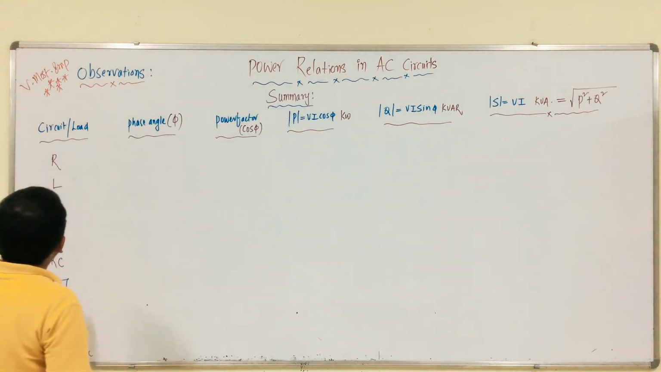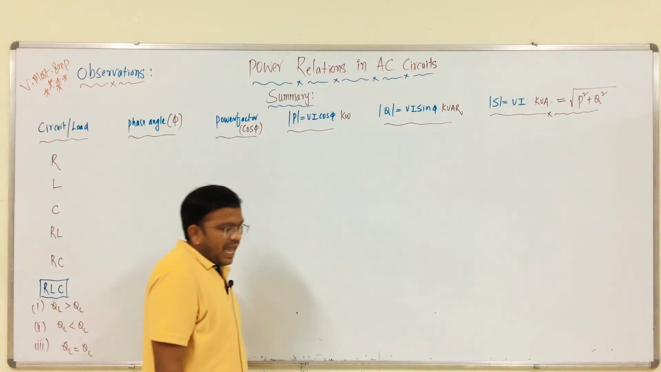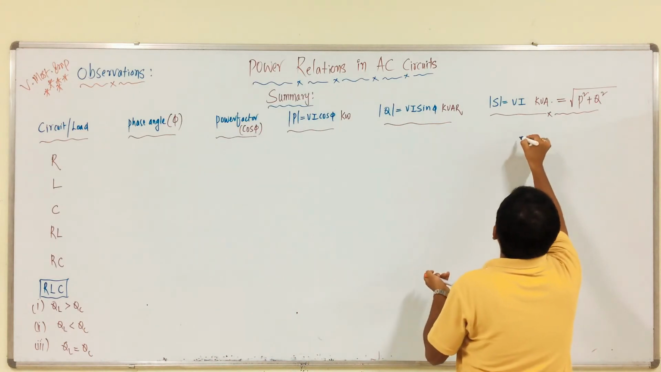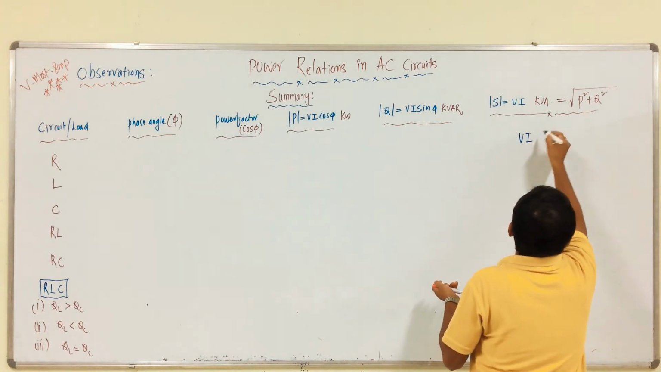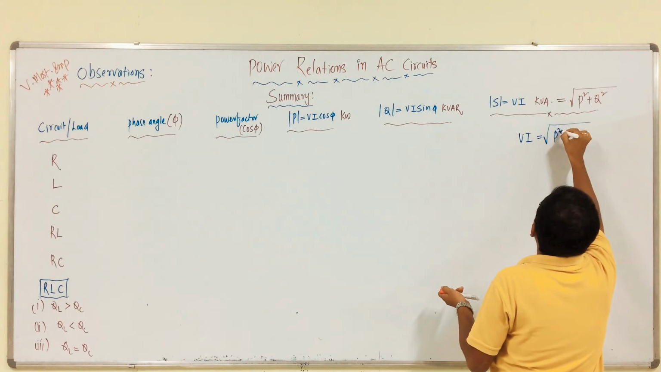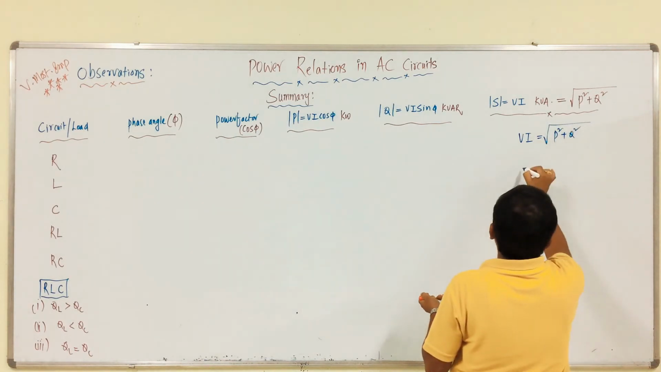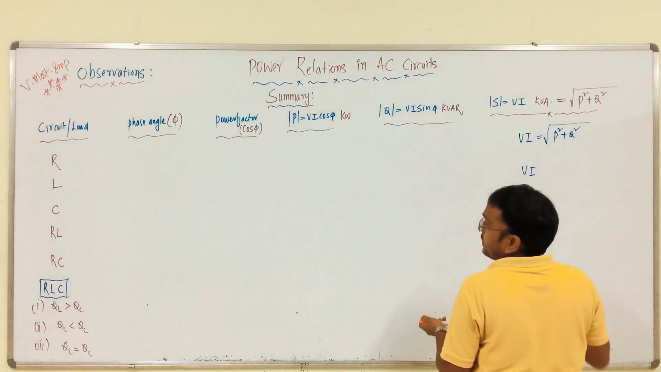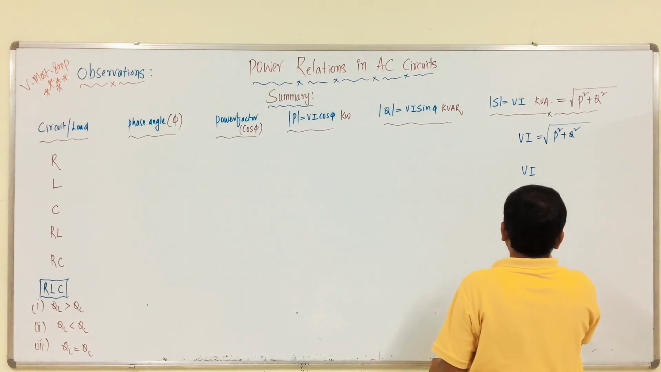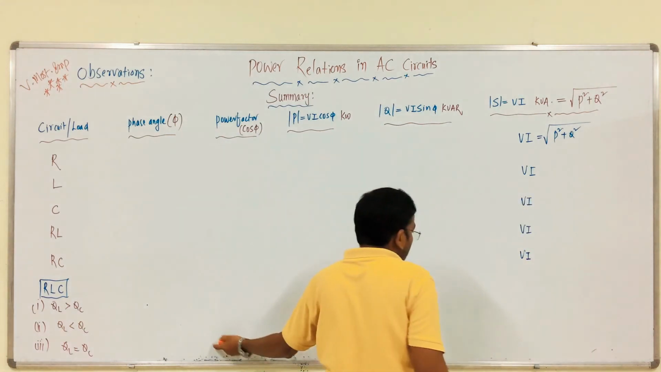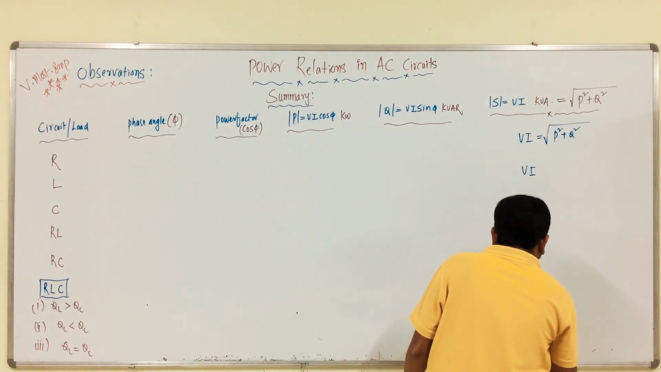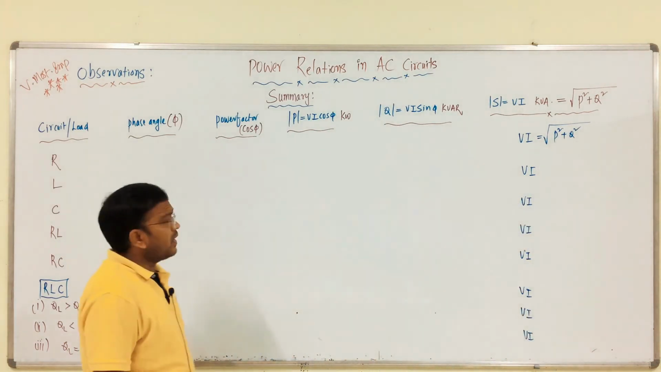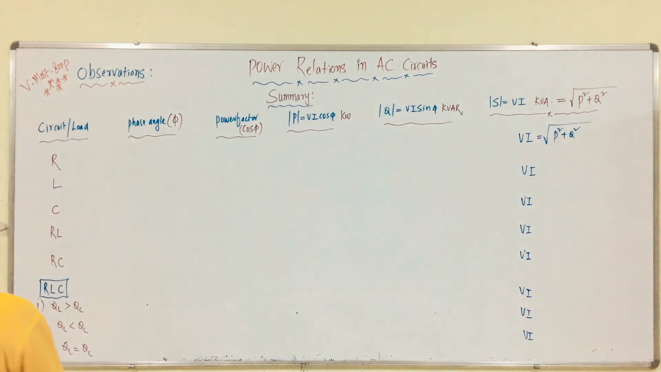So, whatever may be the load, what is the apparent power? It is independent of load. Therefore, S should be equal to what? VI, which is equal to square root of P square plus Q square. Whatever may be the load, the value of this is VI. See 1, 2, 3, 4, 5. So, from these 3 cases also we are having VI only. There is no change in the value of apparent power. Okay, completed.